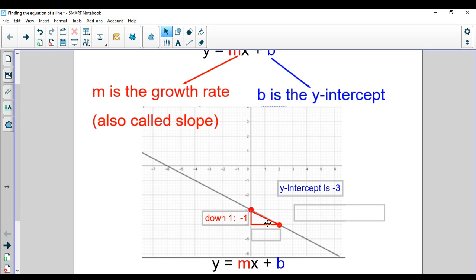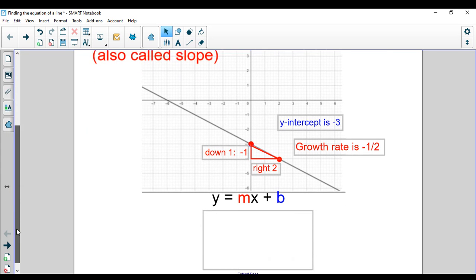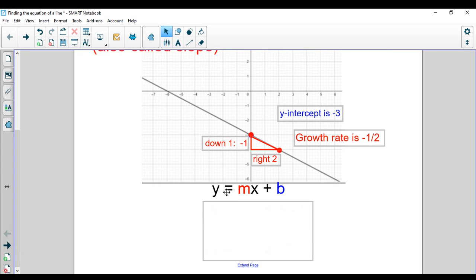Then we count how far over it goes, and it goes to the right 2. Right is positive, so that's why I have a +2. So the growth triangle tells us the growth rate is -1 over 2. Once we know the y-intercept of -3 and the growth rate of -1/2, we're ready to plug that into our formula. Y equals mx plus b.